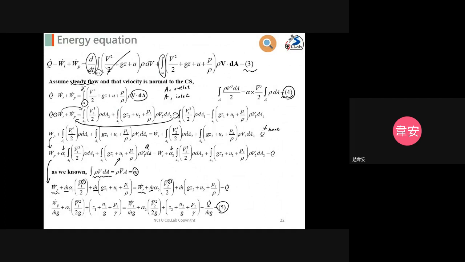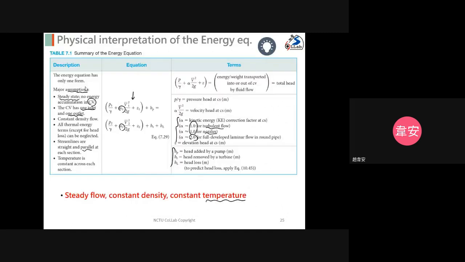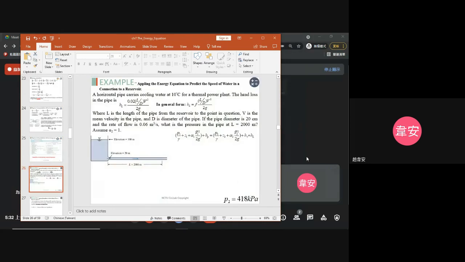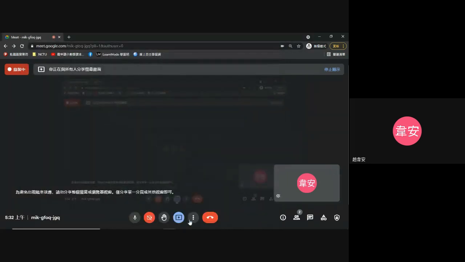Okay, so maybe it is time for a 10 minute break. After the 10 minute break, we will do more exercises, and in that way you will figure out the key concepts of our energy equation. Okay, so we stop here, and after 10 minutes, we go back to our slide.